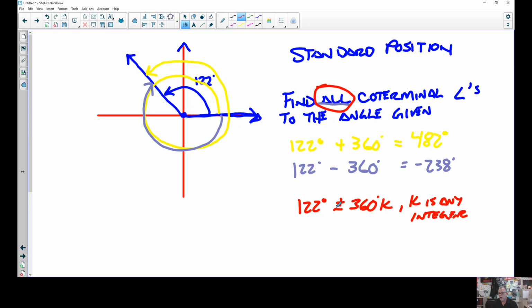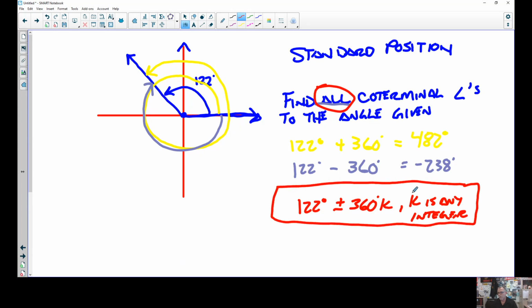And honestly, I could say 122 degrees plus 360K, K is any integer, because integers are both positive and negative. And that's correct too. But you'll see more often that people write plus or minus 360 degrees K, where K is any integer. All right, so this would be a way of describing all of those. You take the original angle, add or subtract 360 degrees, and you've got all of them.